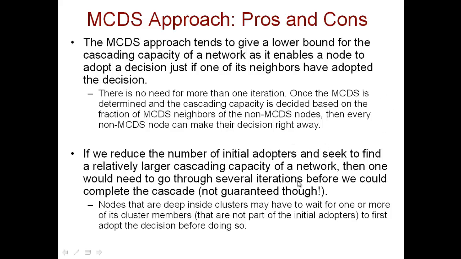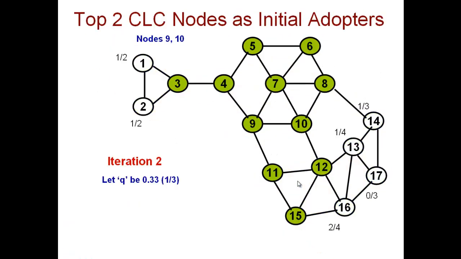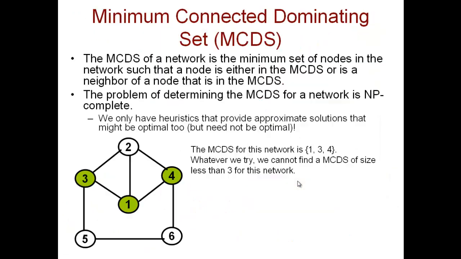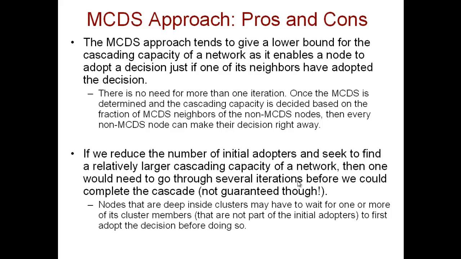Okay. Now, again, as we go through more than one iteration, by choosing fewer initial adopters and a larger cascading capacity, you have to consider all the cluster densities and all those stuff, as well as the adoption will slowly spread. It cannot just penetrate like this example here. It will just spread like this, and then this. Okay. So that's the negative or weakness of MCDS approach, that it gives only a lower bound for the cascading capacity. But the advantage is in one iteration you can have complete information cascade.